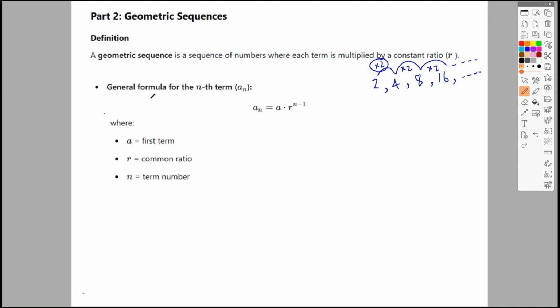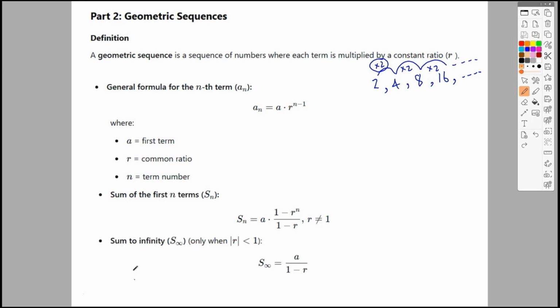The general formula here for the nth term is a_n equals a times r to the power n minus 1. We know that a is the first term, r is the common ratio, and n is the term number. We can also find the sum of the first n terms for a geometric sequence. S_n equals a times 1 minus r to the power n over 1 minus r, and r is not equal to 1, because if r equals 1, that means there is no sequence.